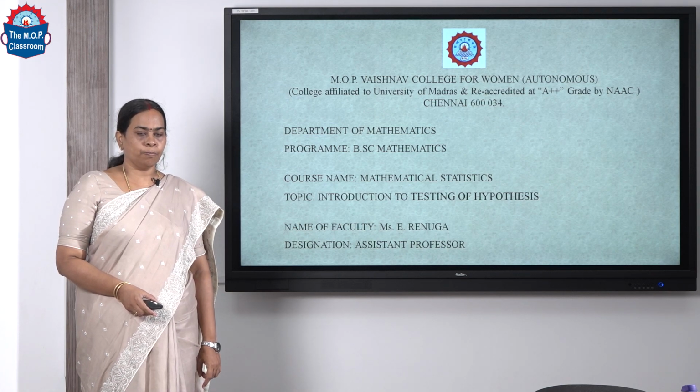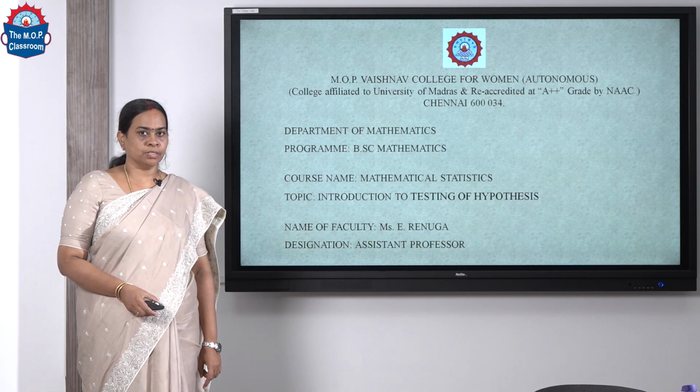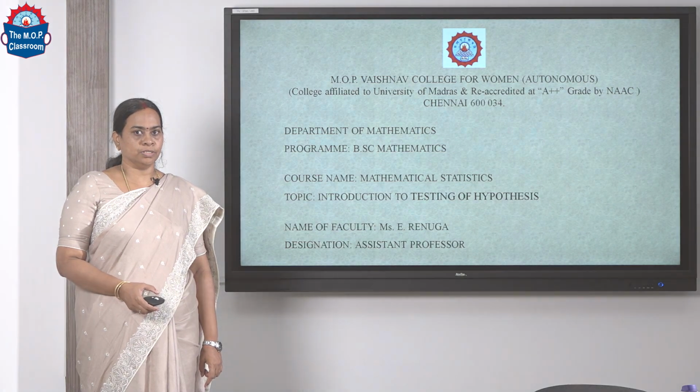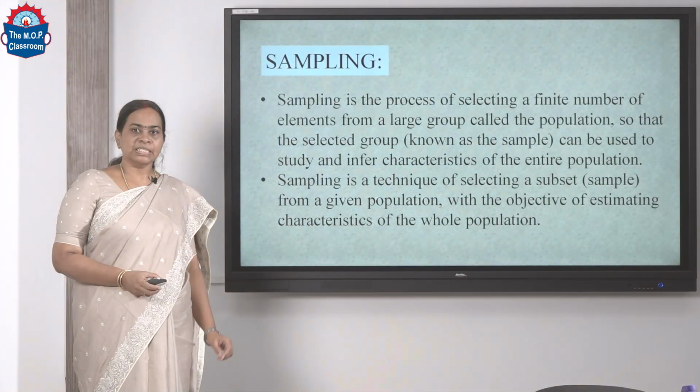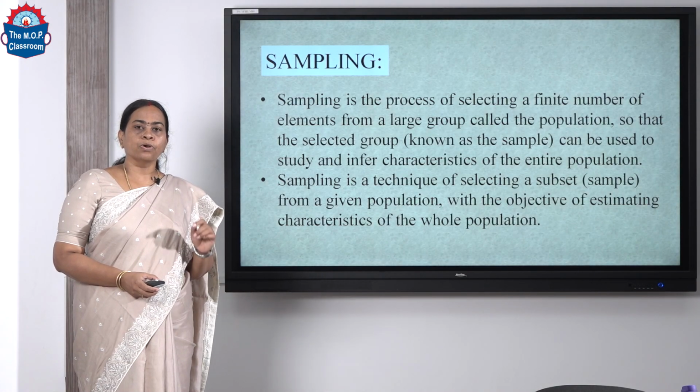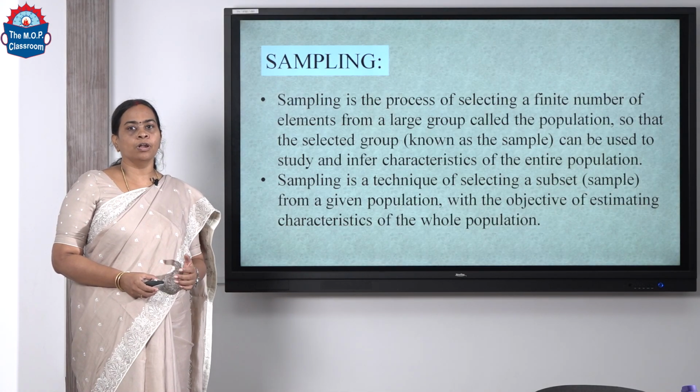Today's lecture is on the topic Introduction to Testing of Hypothesis from the course Mathematical Statistics. So sampling. What is sampling? Sampling is the process of selecting a finite number of elements, called a sample, from a larger group called the population.